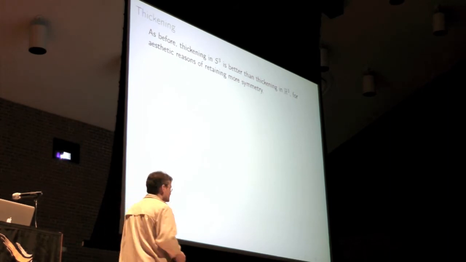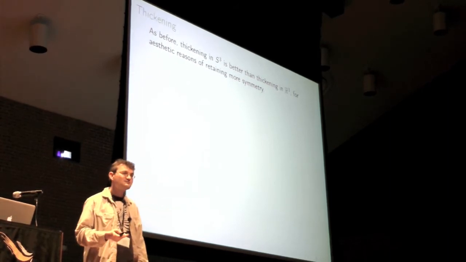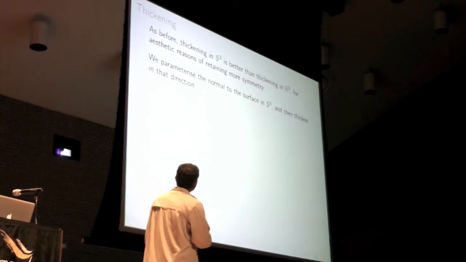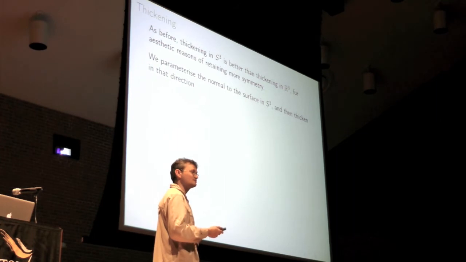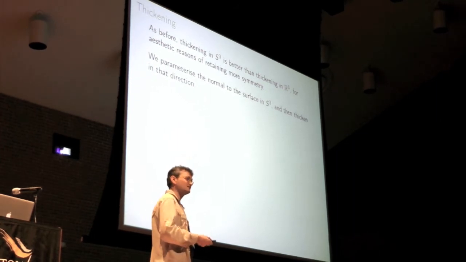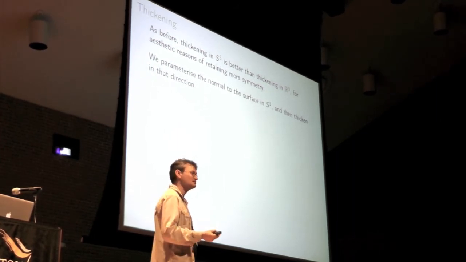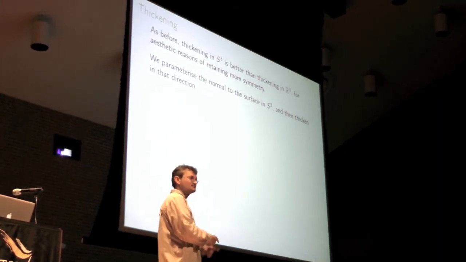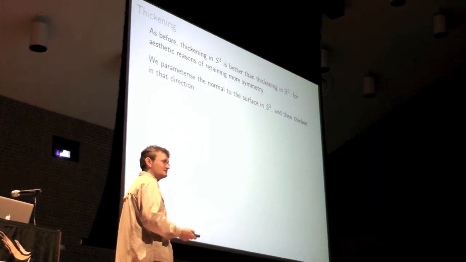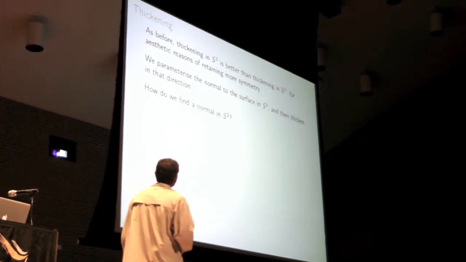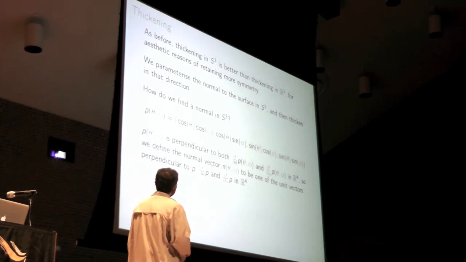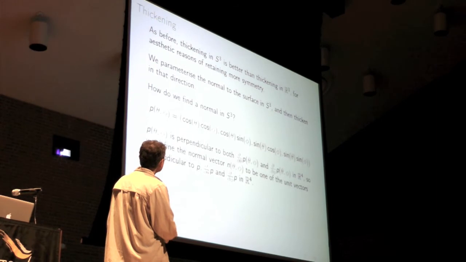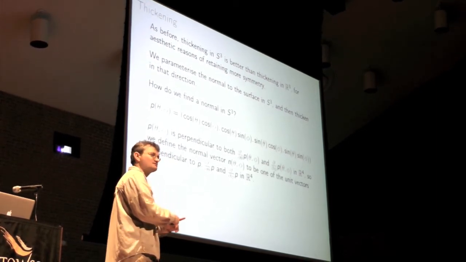Again, we want to thicken in S3 rather than in R3 because it retains more symmetry of the object. You need a normal vector to this surface in the 3-sphere in order to thicken. Now, if you were in R3 and you wanted a normal vector, you would just take the cross product of two vectors on the surface to get the third vector. You can't do that here because you're really sitting in R4. So how do we find a normal? Well, here's the position of a point, and I've got two vectors that are already in the surface.